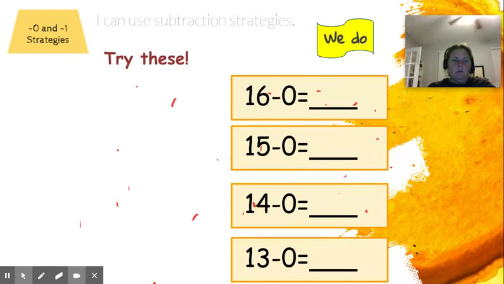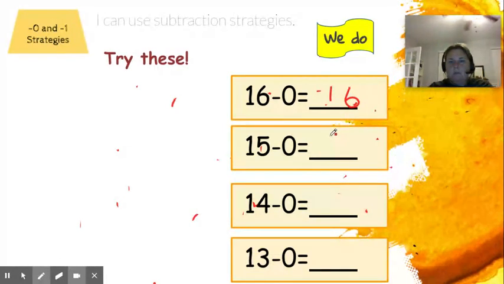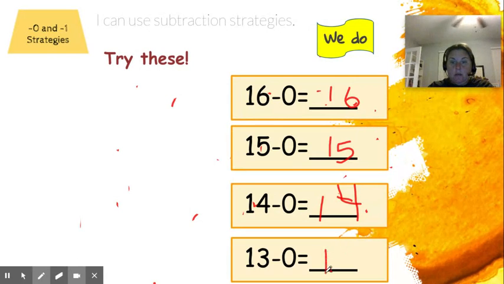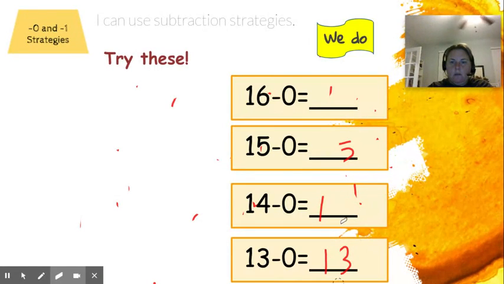16 minus 0. Let me get my pen out again. 16, it stays the same, right? 15 minus 0. 15. 14 minus 0. 14. Oop, I got to put my 4 on there. And 13 minus 0 is 13. Good job. Easy peasy. All right, let me get my eraser out. We'll erase that off there.